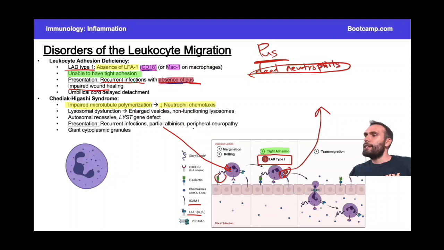So it's the same concept here. You're just not going to get neutrophils coming to these sites because you're not able to get neutrophil chemotaxis working the way that it should. Okay, so that's the first thing.